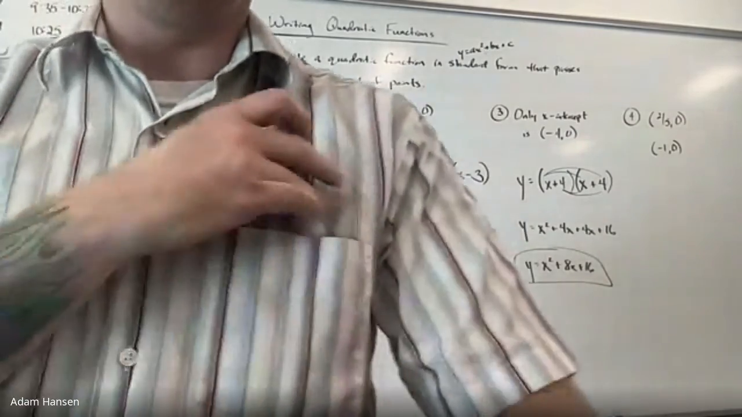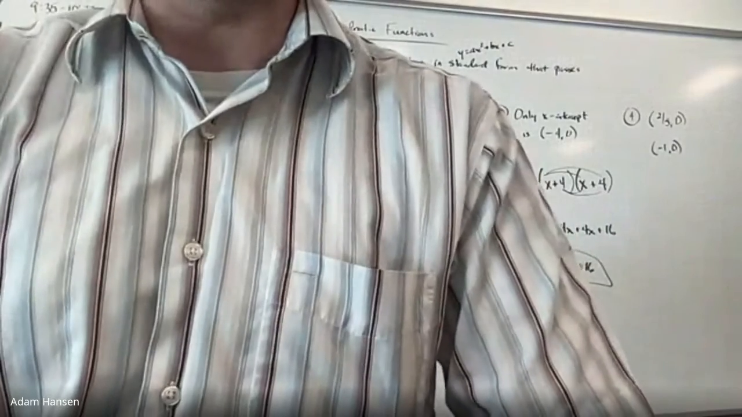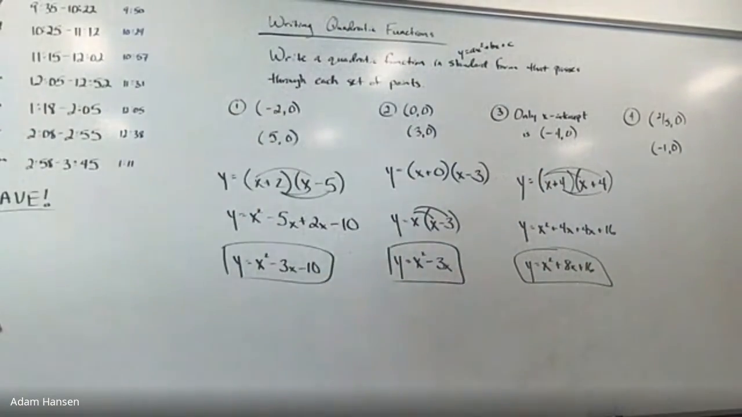Graph that up on the television. It should be the same exact parabola, x squared plus 8x plus 16, still keeping the negative 4 comma 0 as our only x-intercept.